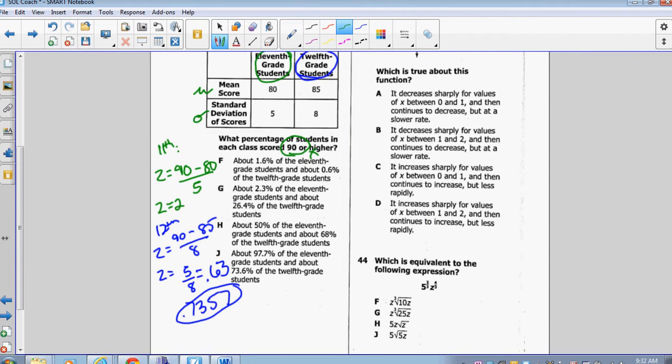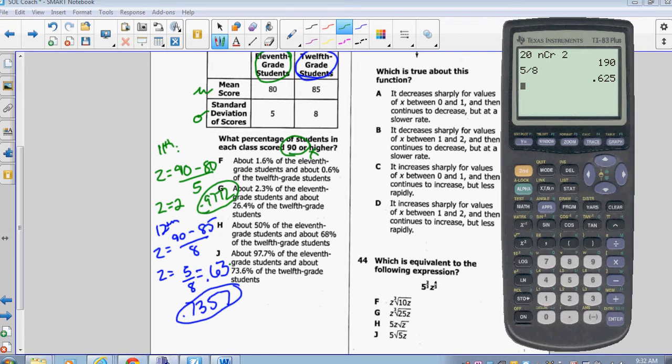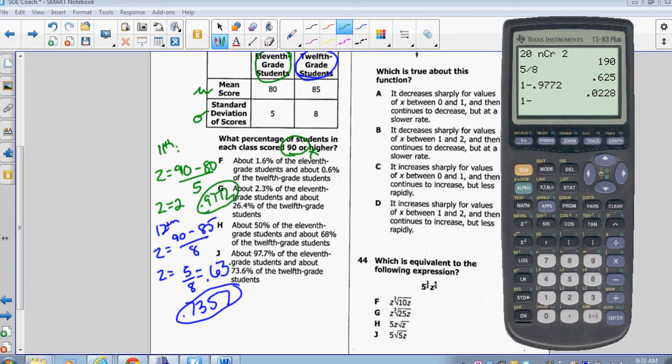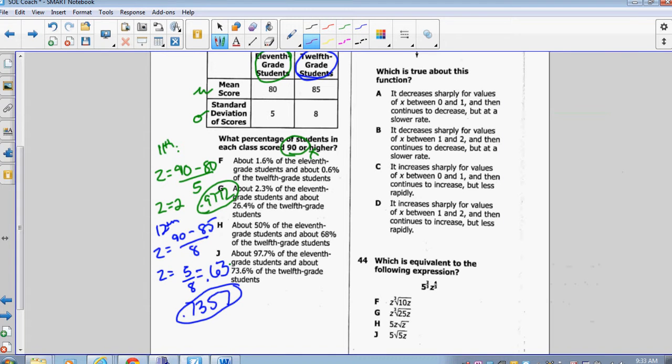Okay, now remember, the numbers from the z-score table tell you the percent of students below that value, but we want above that value. So for 11th grade, it's going to be 1 minus 0.9772, which is going to give us 0.0228, which is 2.3% of 11th graders. And then for 12th graders, it's going to be 1 minus 0.7357. Okay, so that's 0.2643, which is 26.4% of 12th graders. So it looks like we're going to be matching answer choice G here.